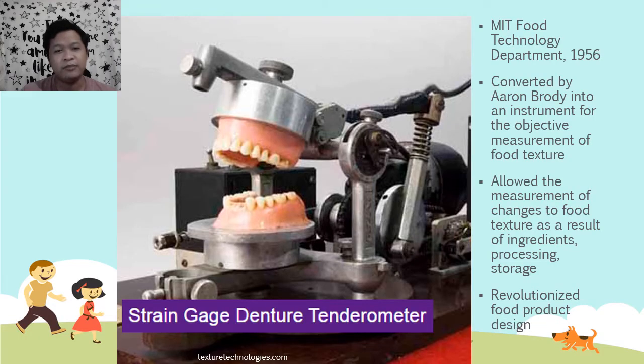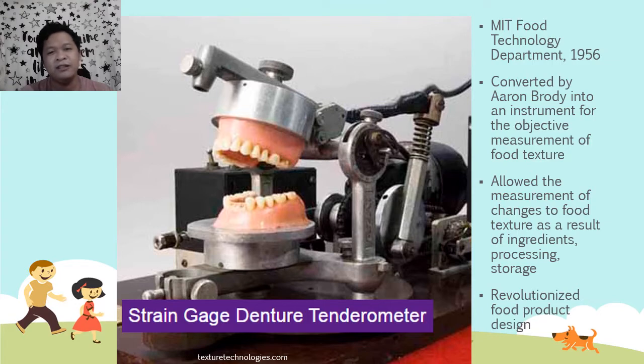Okay, let's start off by looking at the strain gauge denture tenderometer. Okay, this thing, mukha siyang something you'd find mula sa isang cartoon, no? Pero it's actually a real thing. Developed in 1956. The name is a handful, and yes, that's how they spelled cage back then. Which is the predecessor to the texture profile analysis machine that we have now.